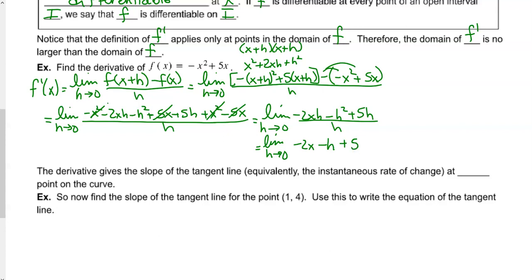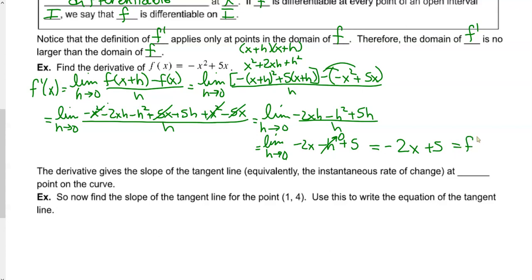And now I take the limit as h goes to 0. If I were to do that way back here, I would get 0 over 0, so we still had to simplify. But when I let h go to 0, I put 0 in for h, and that's going to go away. So my final answer here, the best I can write it, is negative 2x plus 5. And that right there is the derivative function.